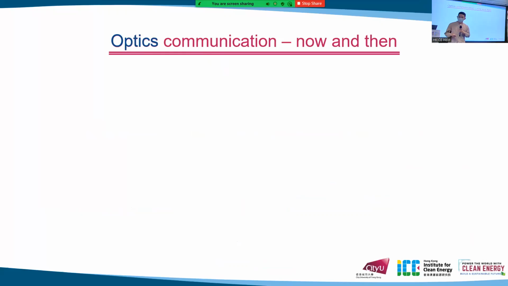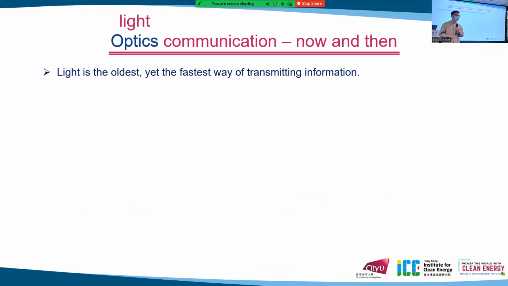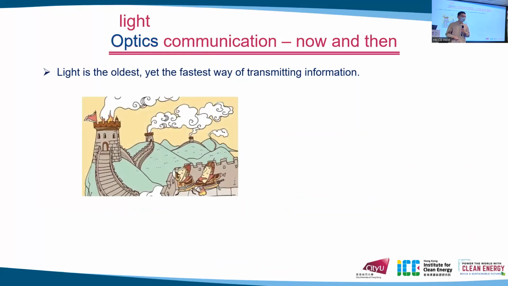The word optics means light. We know that light is the oldest way of transmitting information. Thousands of years ago, we used smoke. We know that an enemy is coming when we see the smoke, but the data rate is quite low. Let's say about 1 bit per hour.